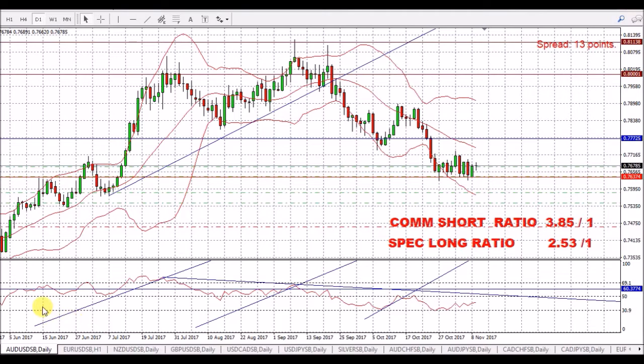So we start anyway with the AUD USD. You've got a commercial short ratio of 3.85 to 1. This is reduced from last week. We have seen a little bit of an upturn in the RSI, but I am expecting this to turn down later, maybe next week. See a bit of weakness coming through on the Australian dollar and a bit of strength on the dollar.